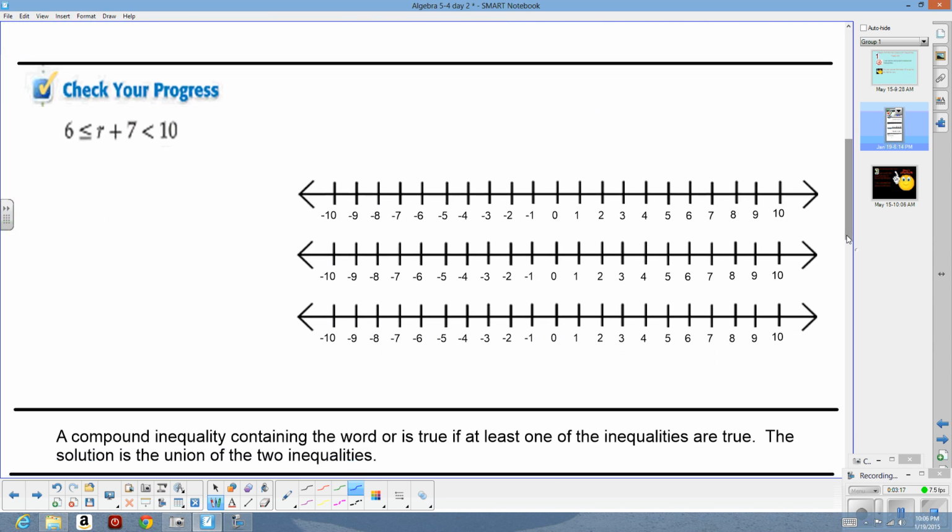You may want to pause the video and try the next one on your own. This is another "and" compound inequality, so I'm going to go ahead and write the first one down. R plus 7 is greater than or equal to 6. Remember, when you flip these two sides around, you have to also flip the inequality symbol around. Now to solve this, we would subtract 7 from both sides. So r is greater than or equal to negative 1.